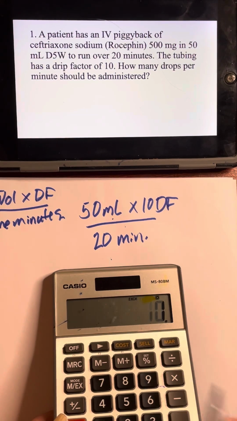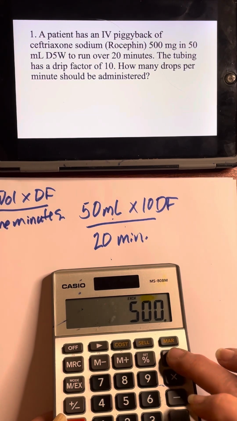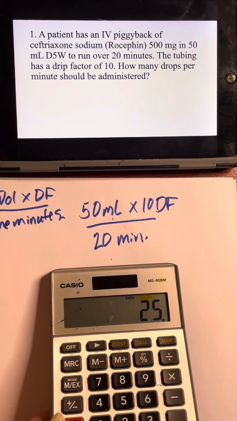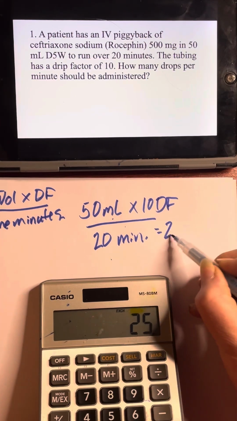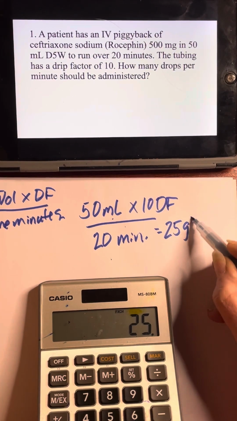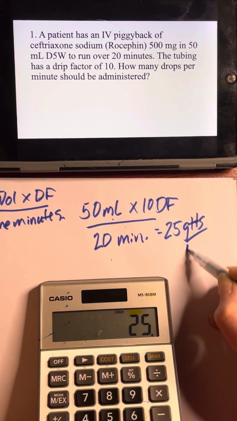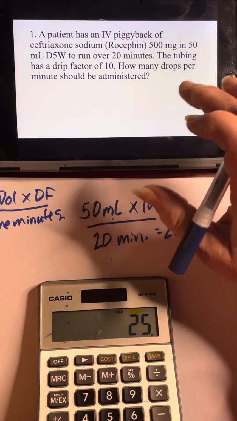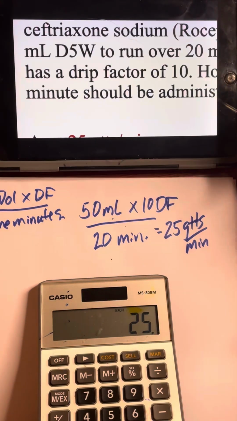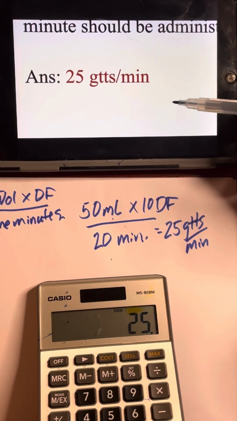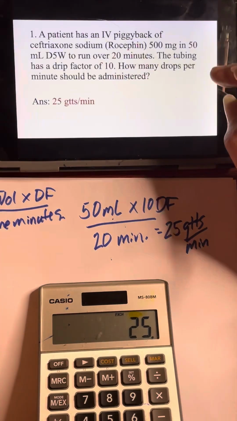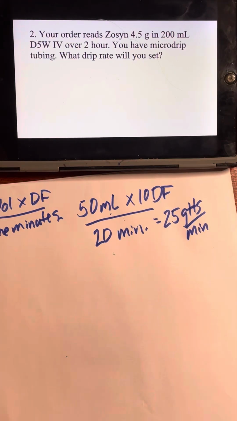50 times 10 equals, divided by 20, equals 25 drops per minute. Look, we saved them. All right. We just got to bring it back to the forefront of your file drawer.